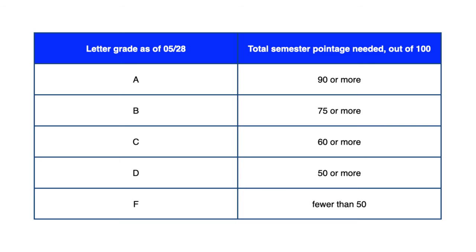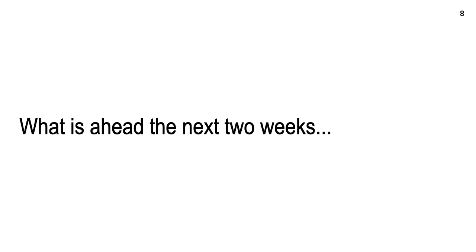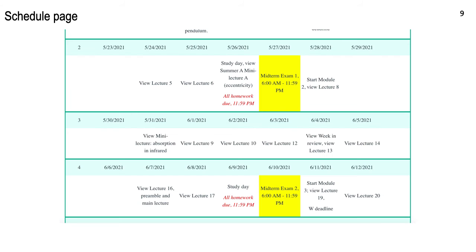Now, unfortunately, Canvas does not allow me to upload a simple letter grade. It's a pain in the neck. But this is how you can look up your grade right now. You look at your total semester pointage, and then you look at this table, and bing, you have your letter grade as of Friday. In the coming weeks, we've got more stuff ahead, so that letter grade can change. Hopefully, it'll increase.